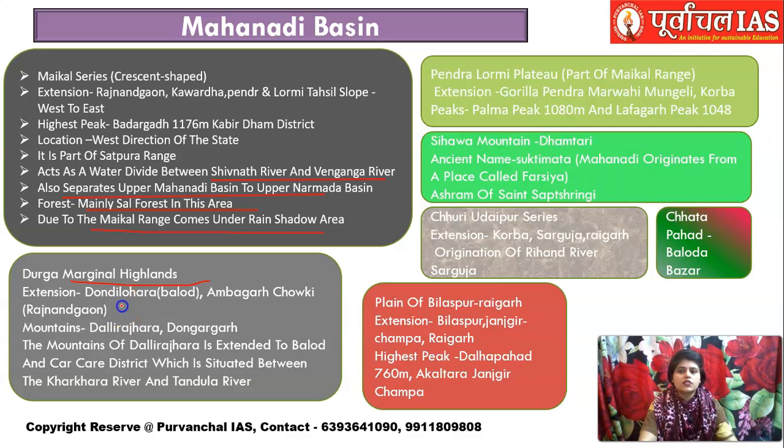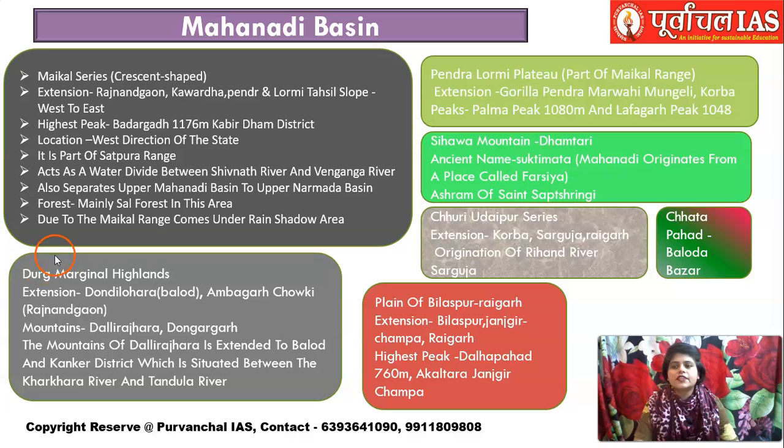We have extension in Dondi Lohara, Balod, Ambagarh Chowki, Rajnandgaon. We have certain mountains like Dalli Rajhara and Dongargarh. These are famous, I think you know. Then we have the Durg Marginal Highland, that is the area of basically Durg division. The extension is in Balod, Dondi Lohara and Ambagarh Chowki, Rajnandgaon. We have mountains like Dalli Rajhara and Dongargarh here.